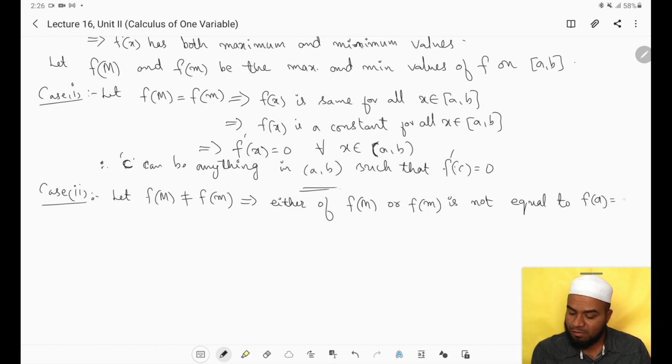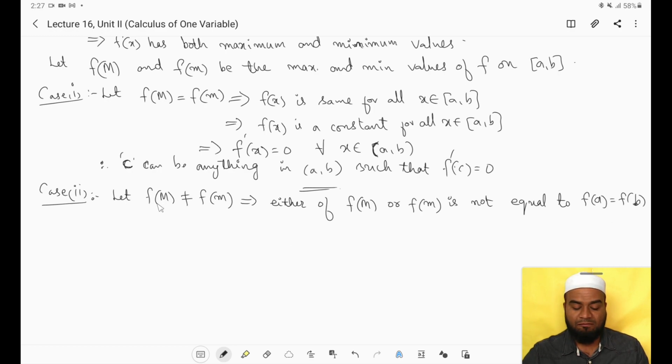f of a equals f of b. f of a equals f of b is the third condition. Now I am going to use that condition. Already I have used the first condition, that f of x is continuous. The third condition is f of a equals f of b. This is also a real number. Now f of a equals f of b means it's a real number, which are equal numbers, right?